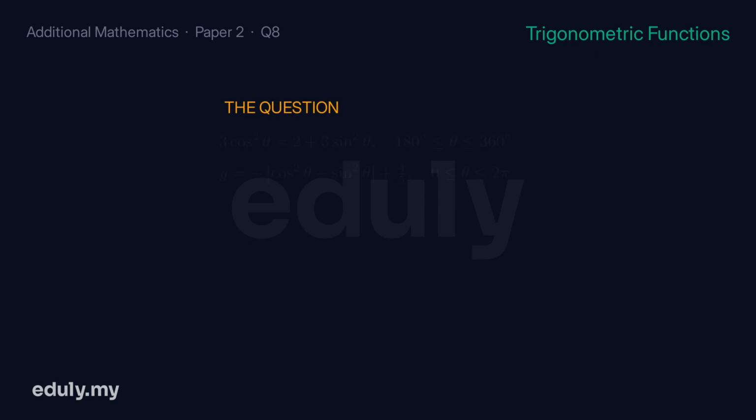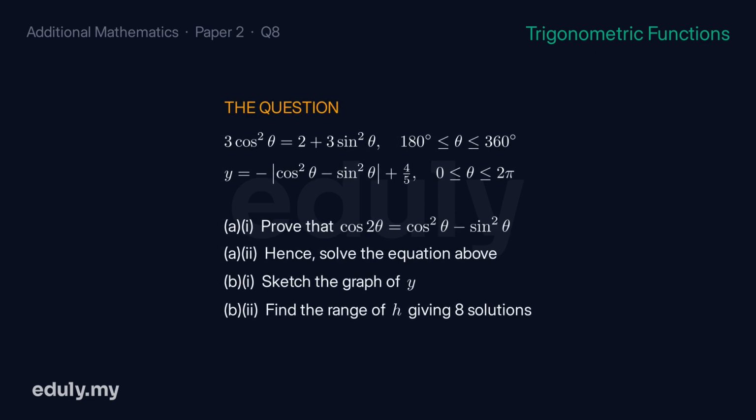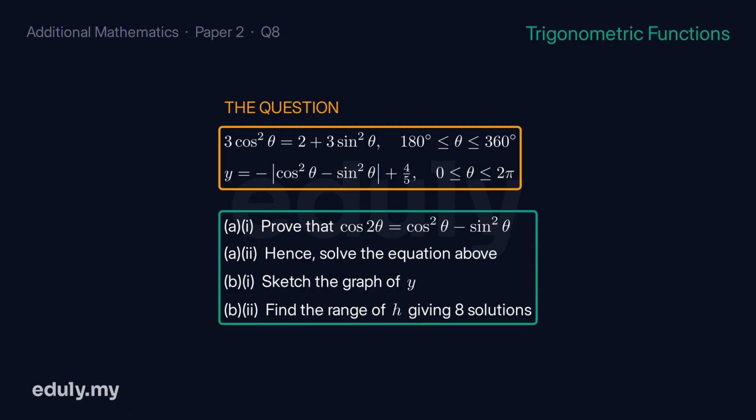Let's read the question. It's a trigonometry problem in 4 parts, an equation to solve and a graph to sketch, both built from the same expression. We're given an equation in theta over this range, and a function y made from cosine squared minus sine squared. And we must prove an identity, use it to solve the equation, sketch the graph, then find the range of h that gives exactly 8 solutions.